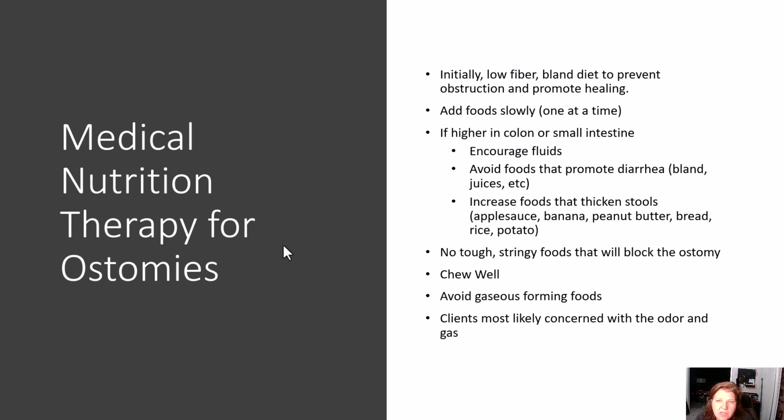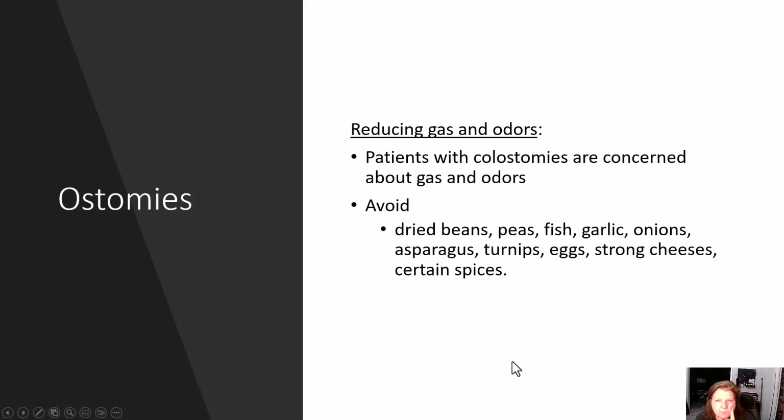No matter if it's a colostomy or an ileostomy, we do avoid tough, stringy foods that block the ostomy. Make sure they chew well, and avoid gas-forming foods. And this is really just a comfort thing for the patients. Nobody likes to have their stool on the outside of their body, and so that bag can kind of fill up with gaseous smells. So going back to the beginning of this lecture, we saw those foods that were gas-forming that can be avoided. And that's really their biggest concern, is how to prevent the gaseous foods.